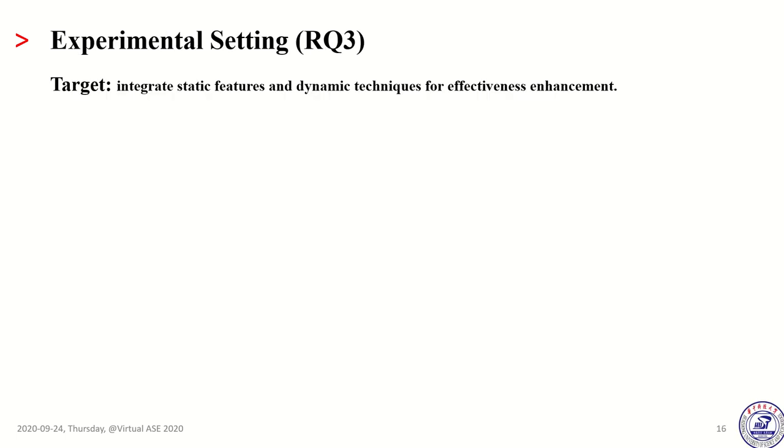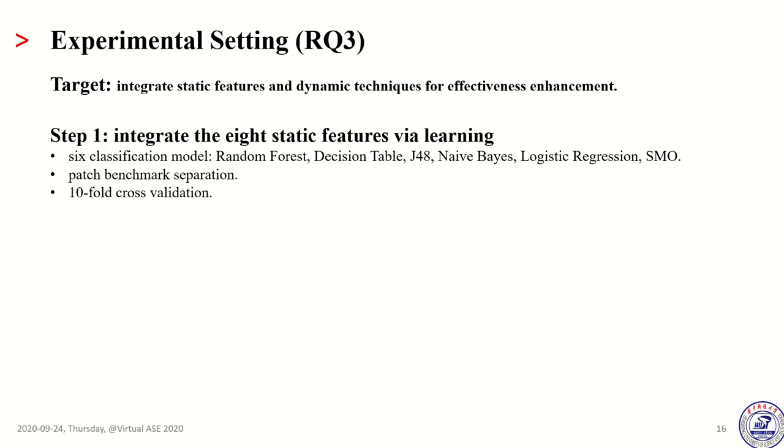In RQ3, we recall that our target is to integrate static features and dynamic techniques for effectiveness enhancement. To achieve so, we first integrate the 8 static features via learning. We select 6 widely used classification models, and then randomly separate the patch benchmark into 10 folds with an identical number of correct and overfitting patches in each fold. We then use 10-fold cross-validation to evaluate the performance of each model. The final performance of each model is summed up over the 10 rounds of training and testing.